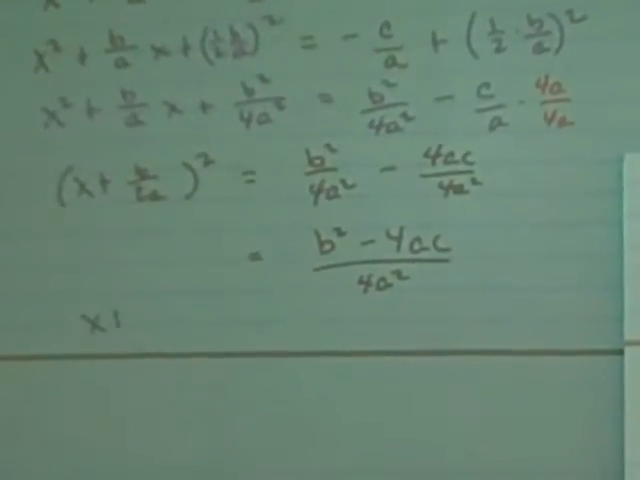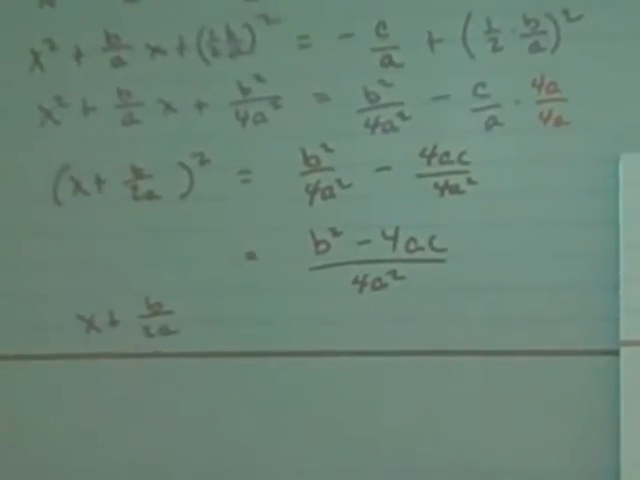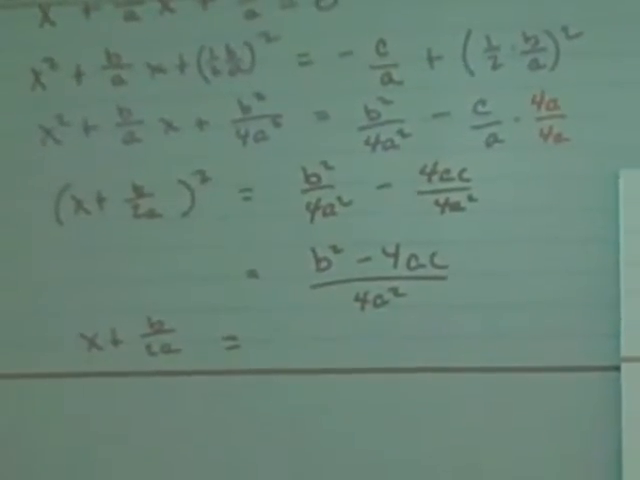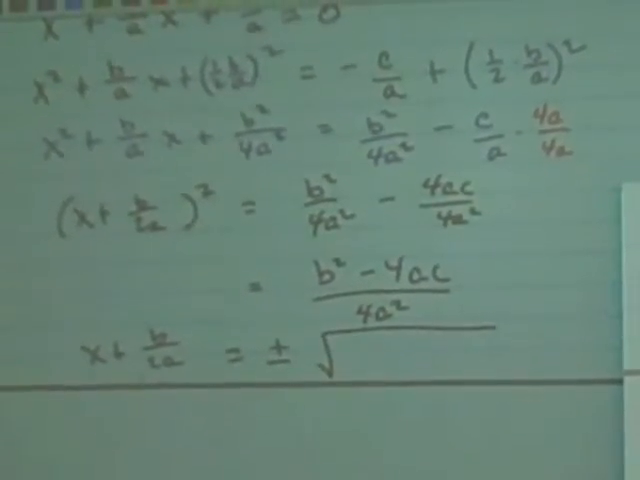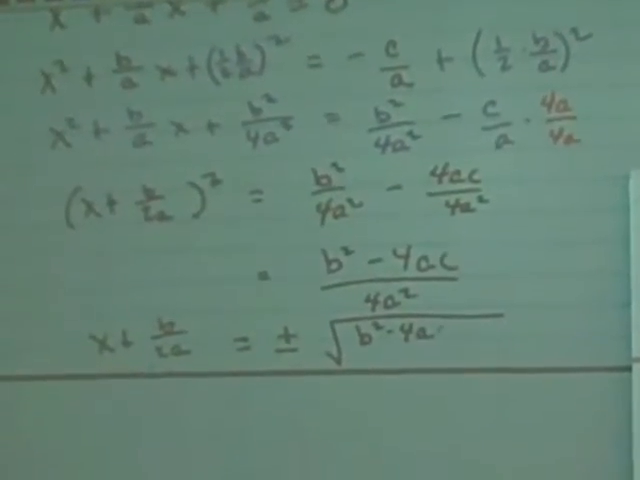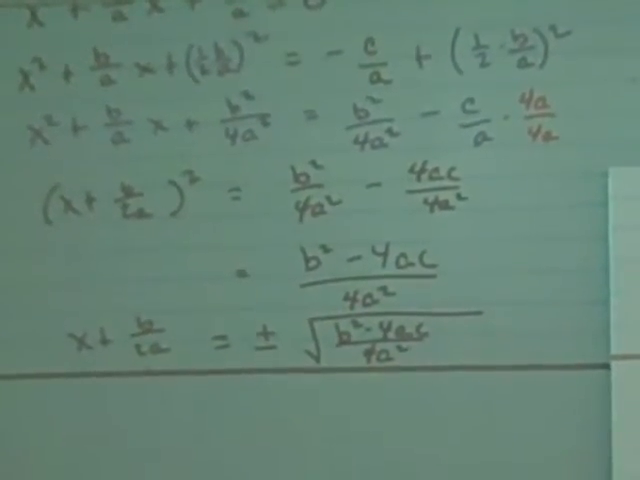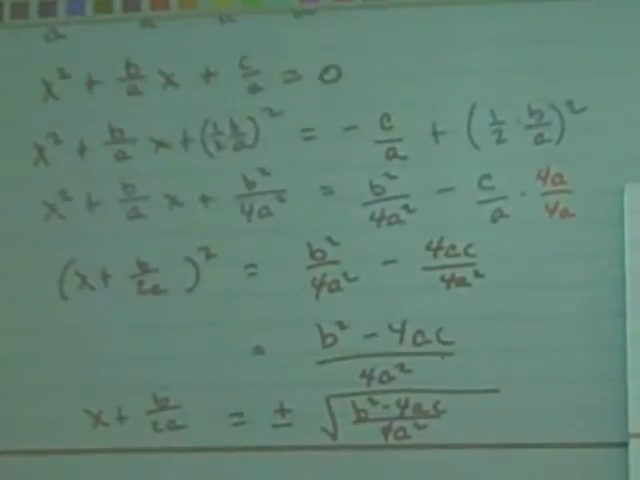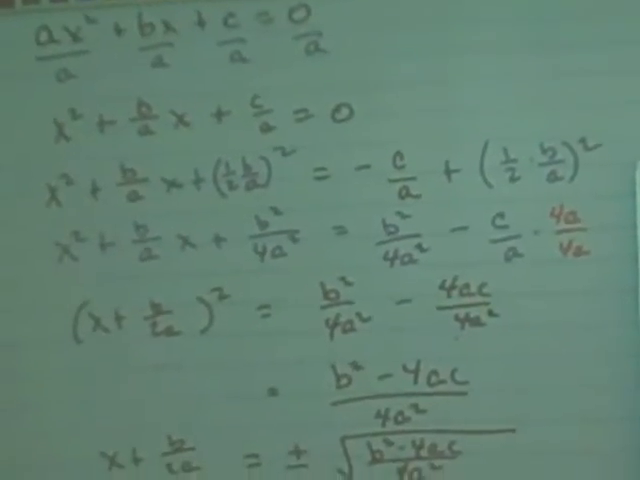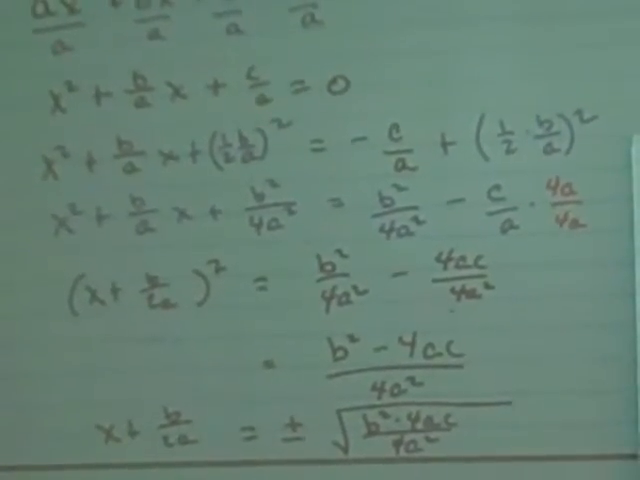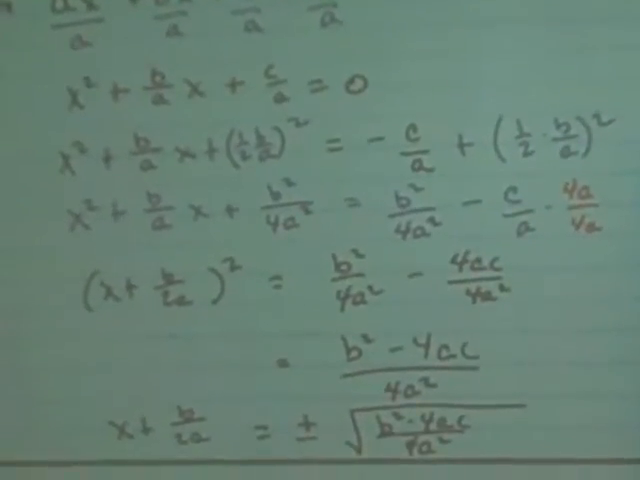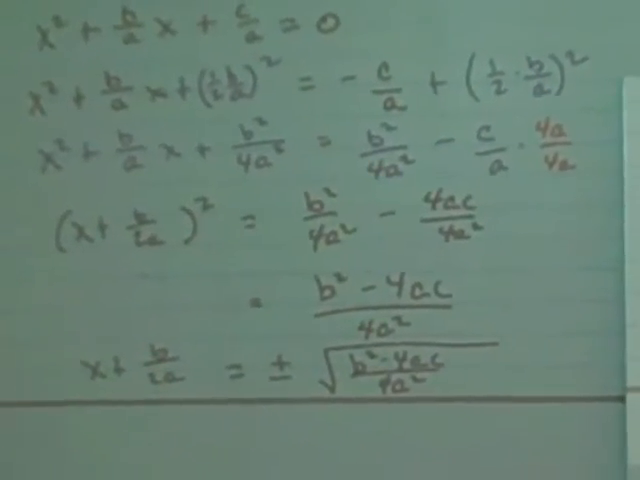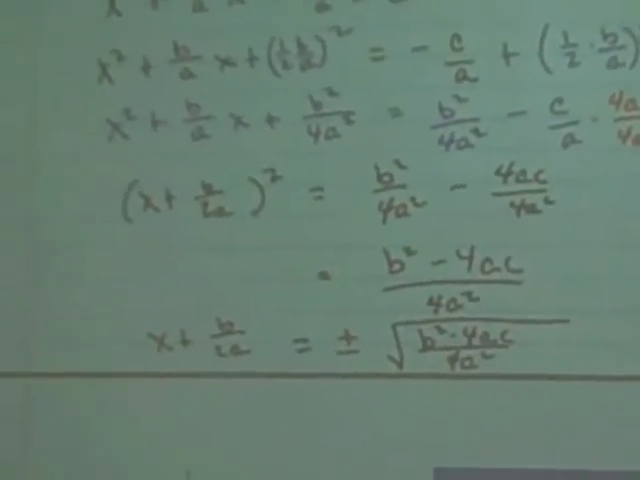What can I do next? I can take the square root of both sides. And that leaves me x plus b over 2a on the left side. What does it give me on the right side? Very good. Now what can I do? Subtract b over 2a. Subtract b over 2a.